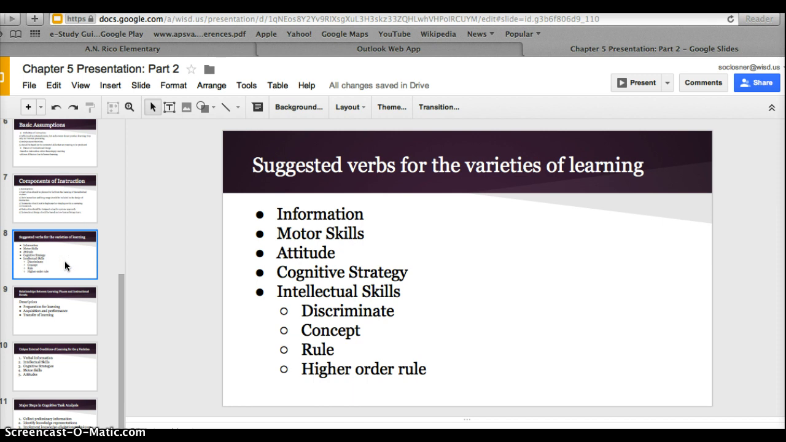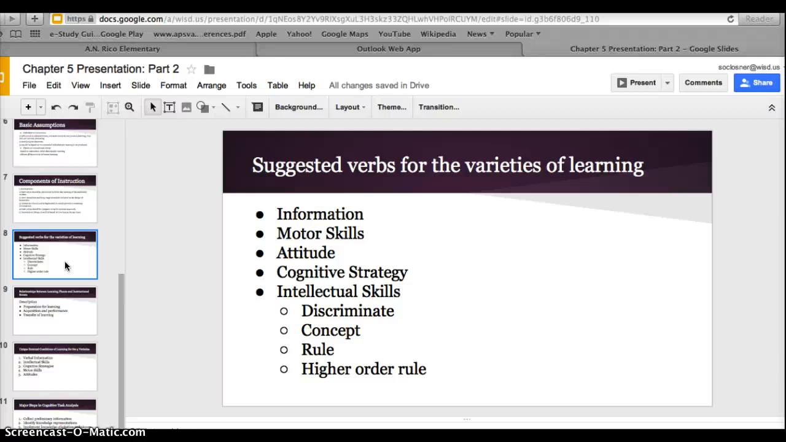Suggested verbs for the varieties of learning. These suggested verbs for learning are similar in design to Bloom's taxonomy of cognitive learning outcomes in that they both recognize the cognitive, psychomotor, and affective domains and specify conditions under which the outcomes could best be met. Gagne developed the following conditions of learning with standard verbs to correspond to the learning outcomes.